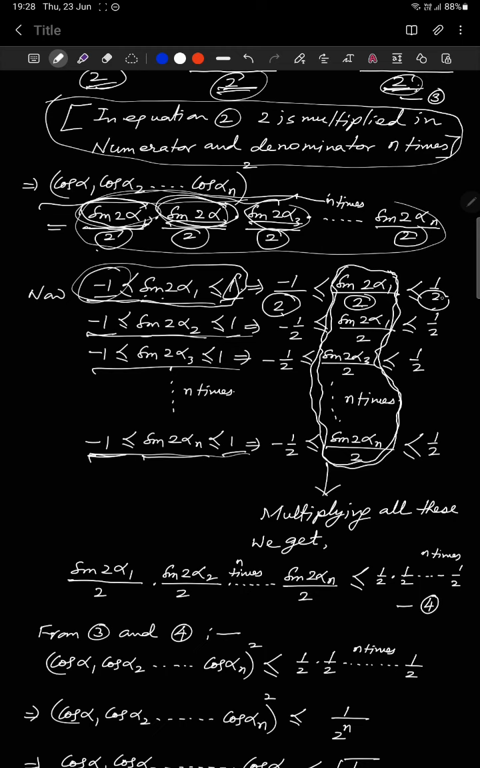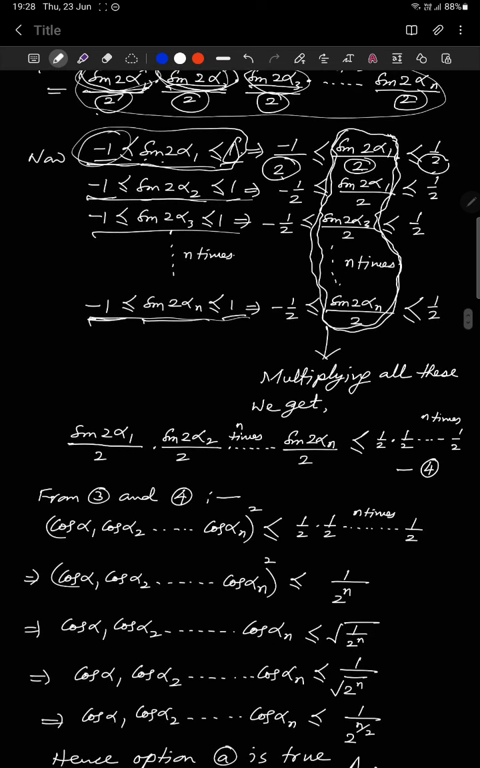And each quantity is less than or equal to 1 by 2, 1 by 2, 1 by 2. If they are multiplied, which is written over here, it means 1 by 2, 1 by 2, dot dot dot 1 by 2 up to n times. This 1 by 2 multiplied n times gives you 1 divided by 2 to the power n. I hope you all have understood this.